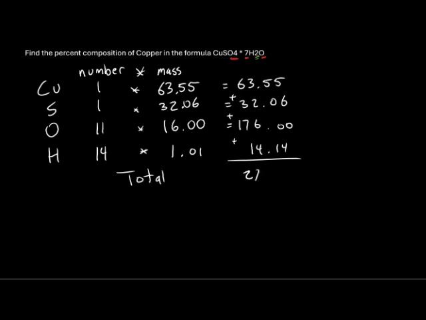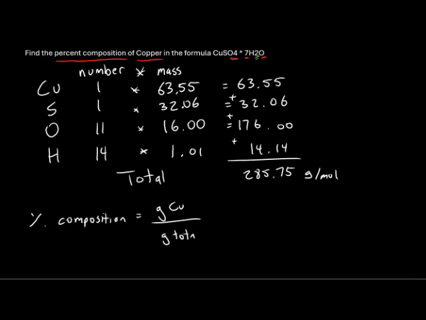We will get 285.75 grams per mole for our total mass. Now that we have the total mass, to get our percent composition, we'll take the mass of copper divided by the total mass, because the question asked us specifically for the percent composition of copper. To change to percent, we can multiply by 100%.